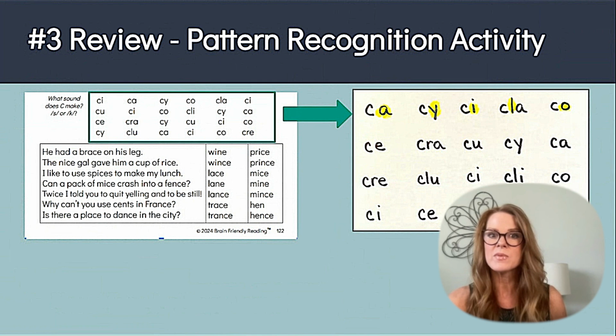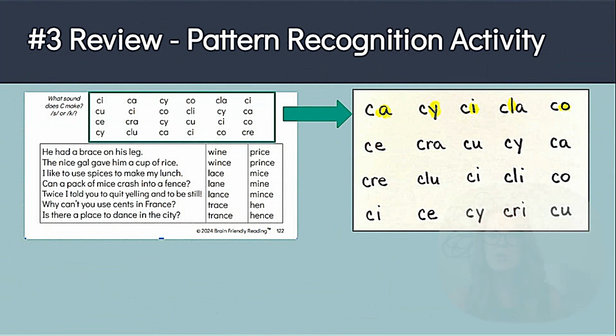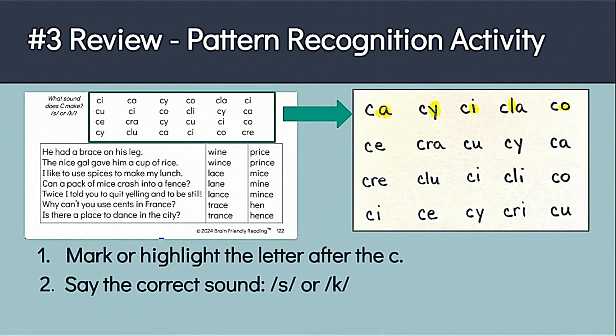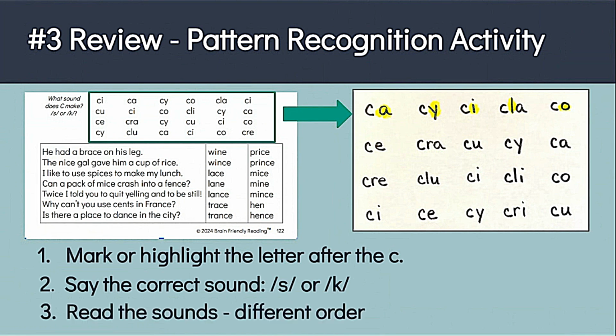Here's an activity that helps develop pattern recognition and can be done for a review. You can use the lesson page or write the letter combinations listed here on an index card. The child will tell the sound that the C makes in each letter combination. Start by having the child highlight the letter directly after the C and say the correct sound, S or K. They can repeat the activity again, saying the sounds in the same order, or they can try a different order.